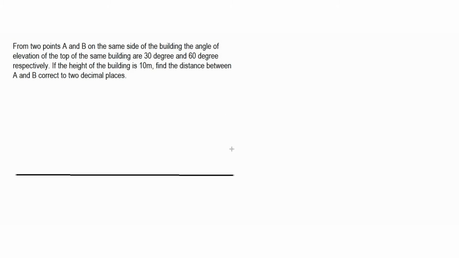So let us draw the ground. Then we have a building. The angle of elevation of the top of this building. So this is the top of the building, and this is the bottom of the building. The angle of elevation of the top of the building from 2 points. So this is point A. So from point A it is 30 degrees. Therefore point A has to be further away from the building, right? So this is the point A and this is point B.